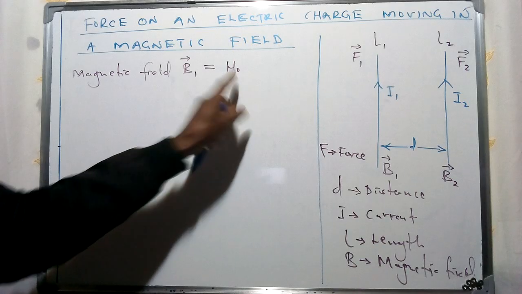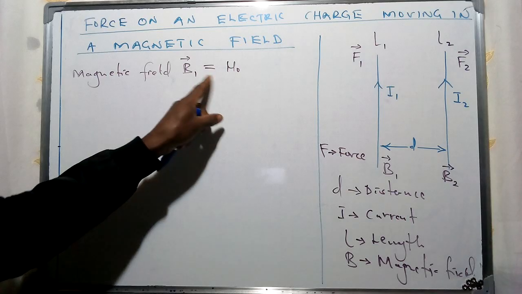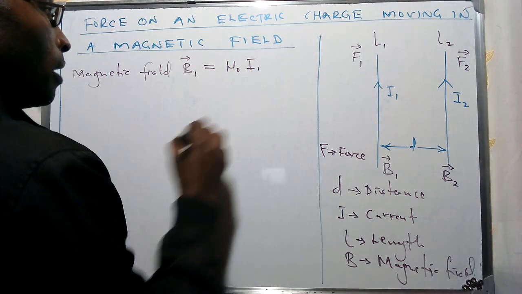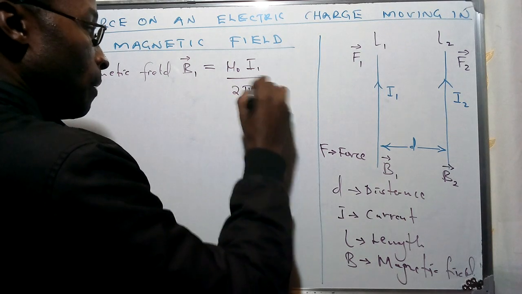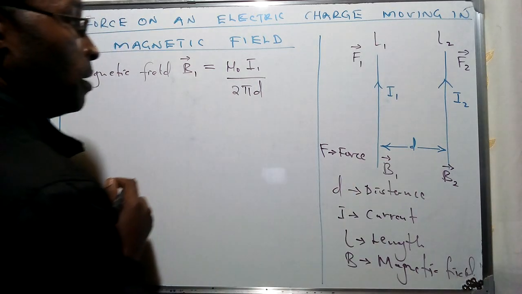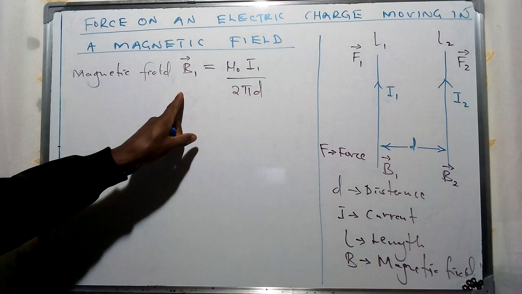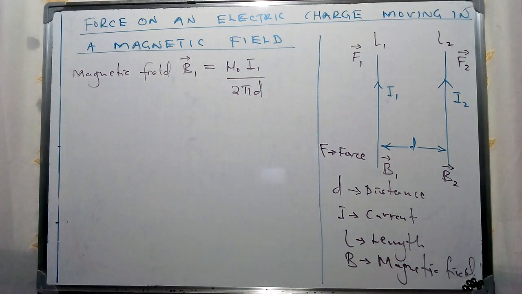Now I'm going to give this a specific figure for the sake of reference. In this case, this is going to be equivalent to mu naught, and then we're going to have the current divided by the product 2 pi d, where d is the distance of separation. So if you try to look at this, this basically is going to be the magnetic field that is going to be produced by this specific wire 1.